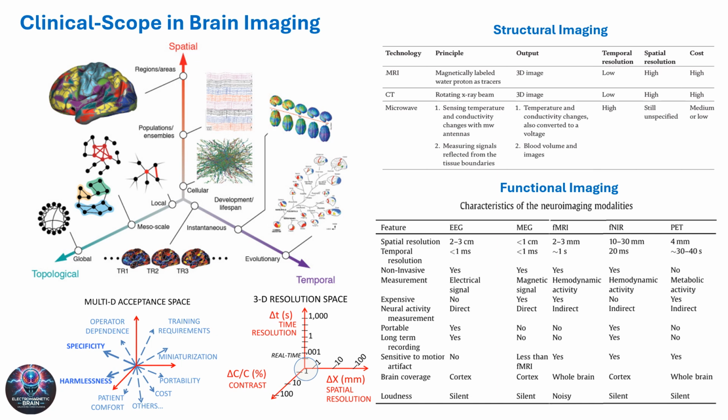1. 3D resolution space. This graph shows the trade-offs between time resolution, delta t in seconds, how quickly the technique captures brain activity; spatial resolution, delta x in millimeters, how precisely activity is located; and contrast, delta c/c%, the ability to differentiate between different brain regions or activities.